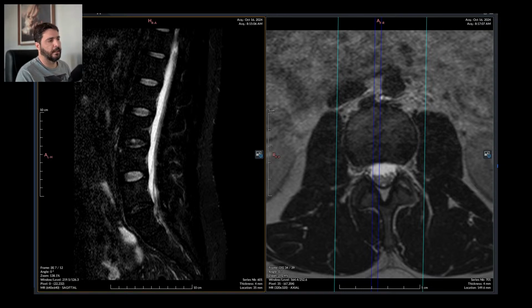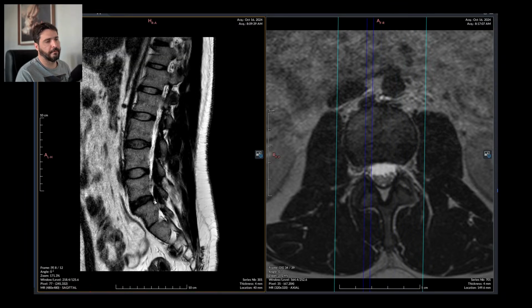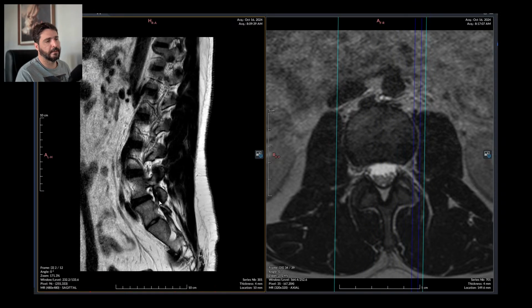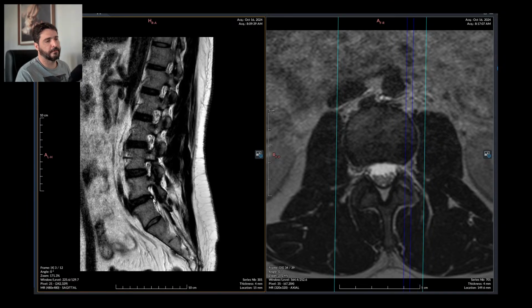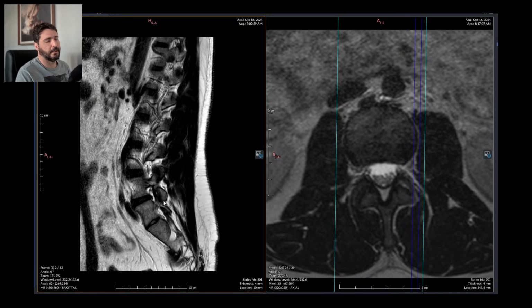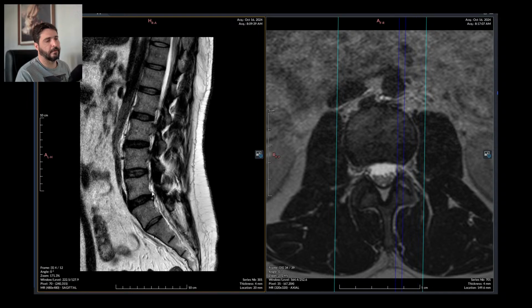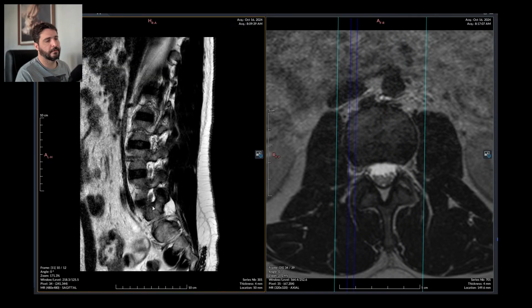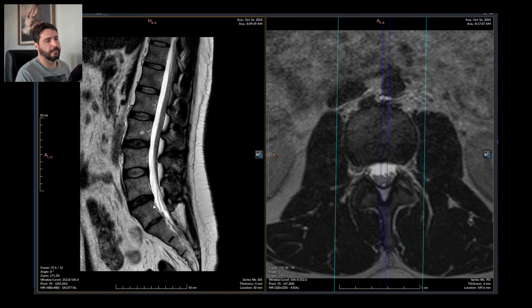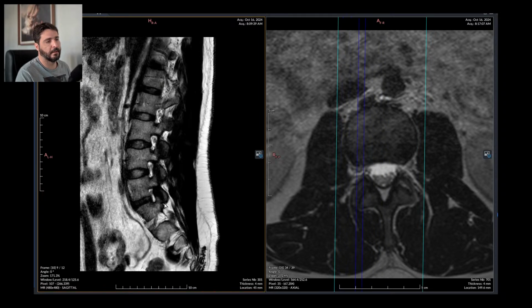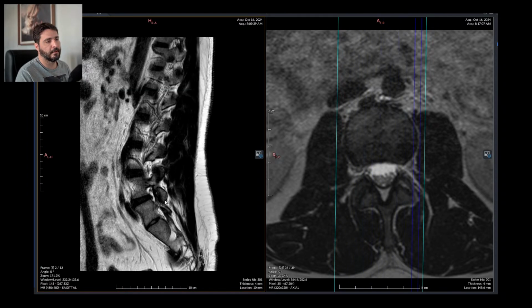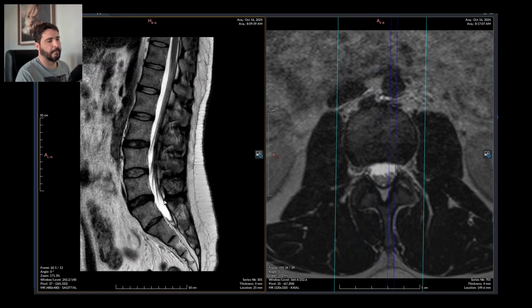So let's see right here. We have a protruded disc right there. This is a broad-based protrusion. It goes from one neural foramen to the other. So it's a broad base. It's central, paracentral, and foraminal also. So this is what I described.